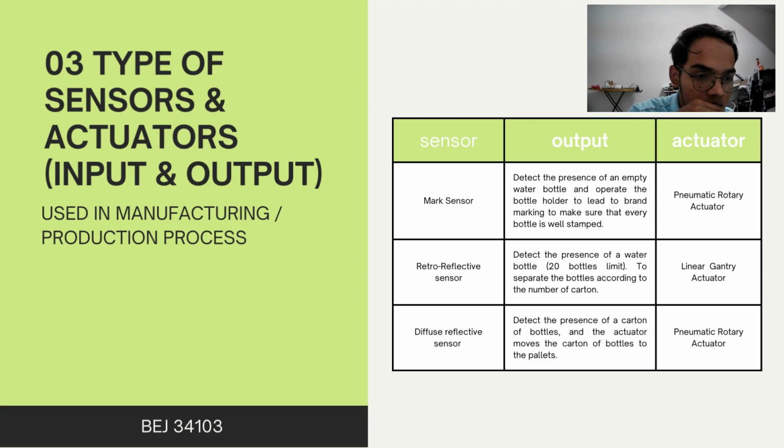The second sensor is a retro reflective sensor, and the output is to detect the presence of water bottles, the 20 bottle limit, to separate the bottles according to the number of cartons. And the actuator is a linear gantry actuator. The last sensor is a diffuse reflective sensor, and the output is to detect the presence of cartons of bottles, and the actuator moves the cartons of bottles to the pallets. And the actuator is a pneumatic rotary actuator.